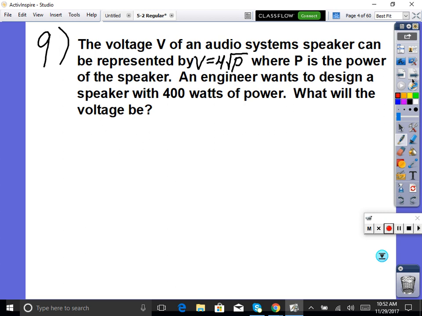So it says, the voltage V of an audio system speaker can be represented by this formula. On your ACTs, there are always problems where they give you a random formula. They tell you what the variables mean. They give you some of the variables and expect you to then find the one variable they didn't give you. So it's very algebra oriented. So here is the equation. It says where P is the power and V is voltage. So you say to yourself, that's voltage and this is power in the formula. Okay, good to know.